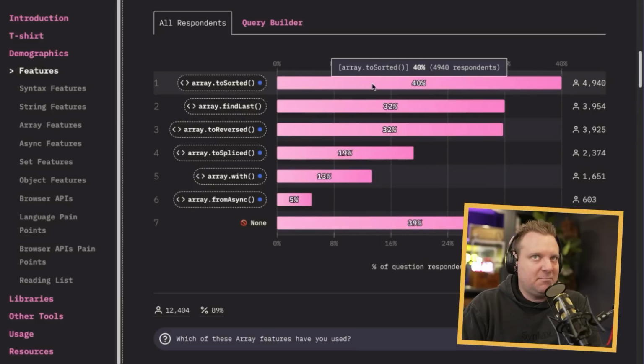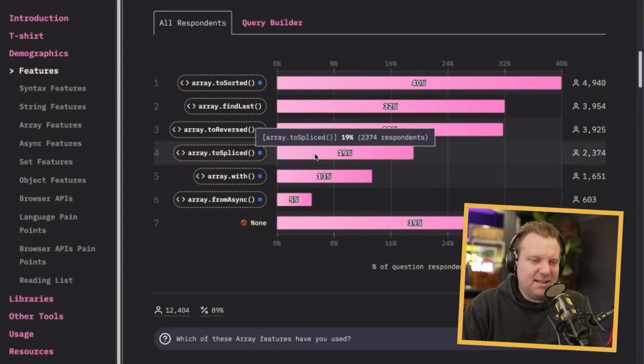So use all of the immutable methods on an array. Another example is splice. Splice will modify the original array, whereas slice will not. So now we have .toSpliced, which is number 4 at only 20% of people using it.